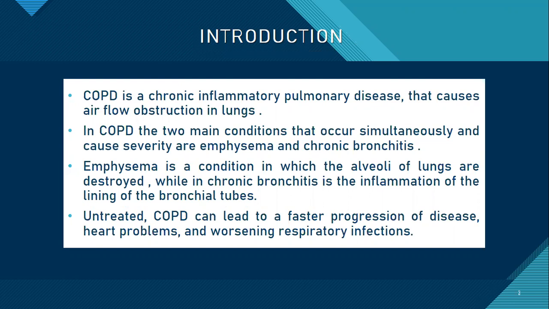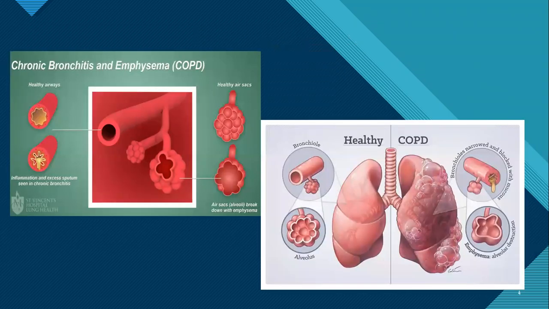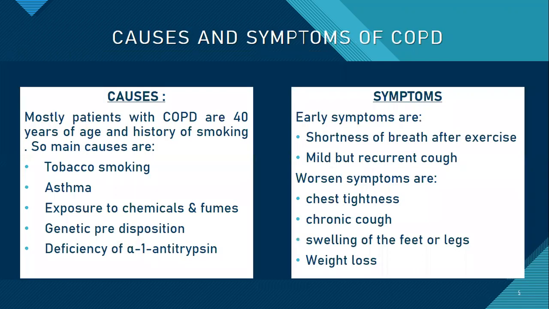Emphysema slowly destroys air sacs in your lungs, which interferes with outward airflow. While in bronchitis, there is inflammation and narrowing of the bronchial tubes, which allows mucus to build up. If we leave a COPD patient untreated, it can lead to faster progression of the disease, heart problems, and other respiratory infections. On another slide, we have two images that clearly show the difference between healthy and COPD patients' lungs. In a COPD patient, the bronchioles get narrowed and blocked with mucus. Also, their alveoli become disrupted.